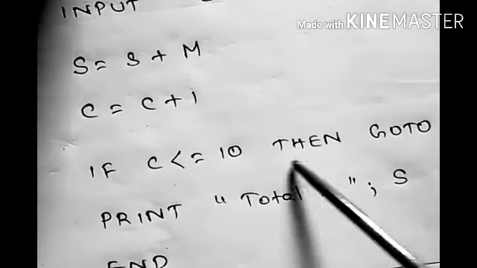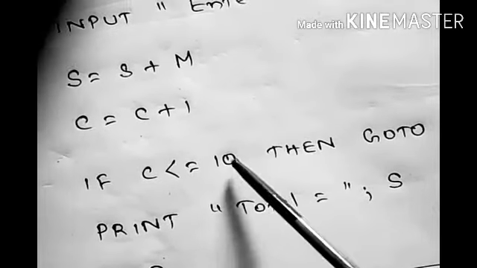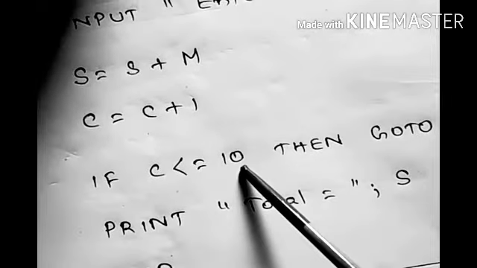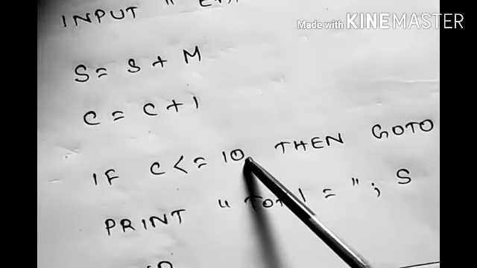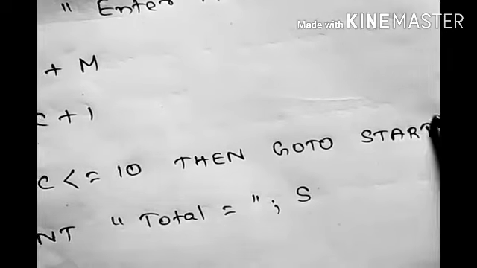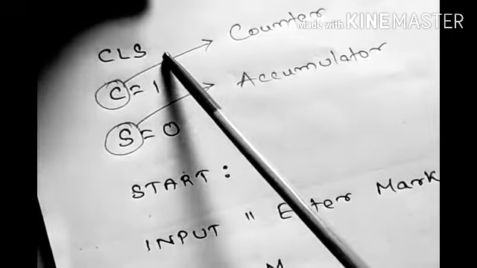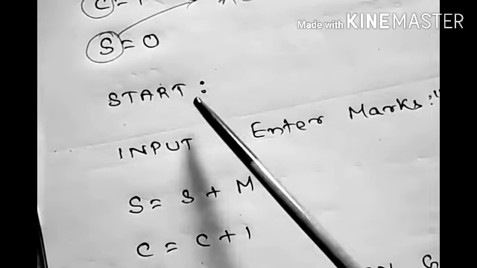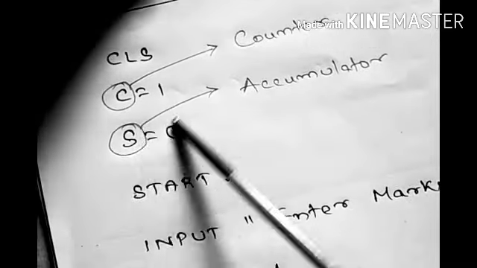So the first time, the value of C is now 2, which is less than or equal to 10. Yes, it is true. As this condition is true, it will go to that label start again. In the program it will find the start label. From the first line it will search for the label start. Whenever it finds the label start, it will start executing the lines from here, not from there.